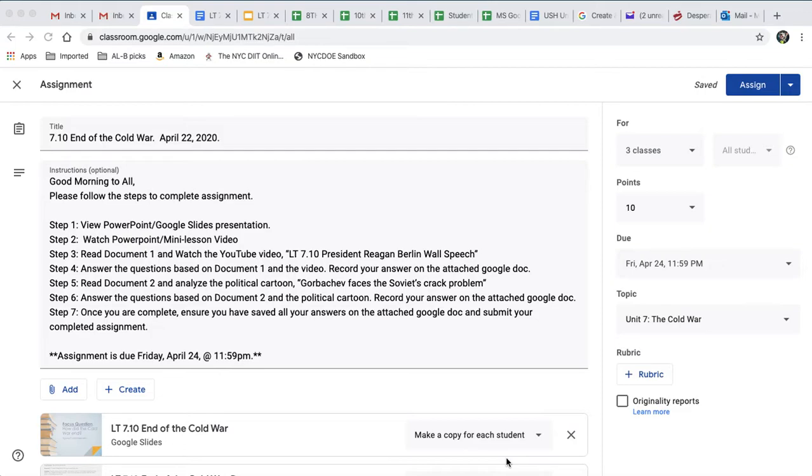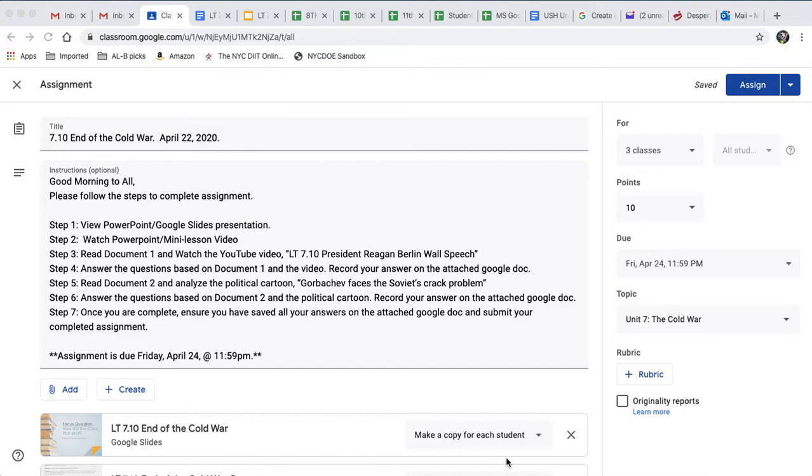The second part is diving into the actual PowerPoint Google Slides. I'm not going to go over every slide, but only certain particular slides and concepts that contribute to the end of the Cold War, and how the Soviet Union starts to go into a downward spiral and eventually collapse.